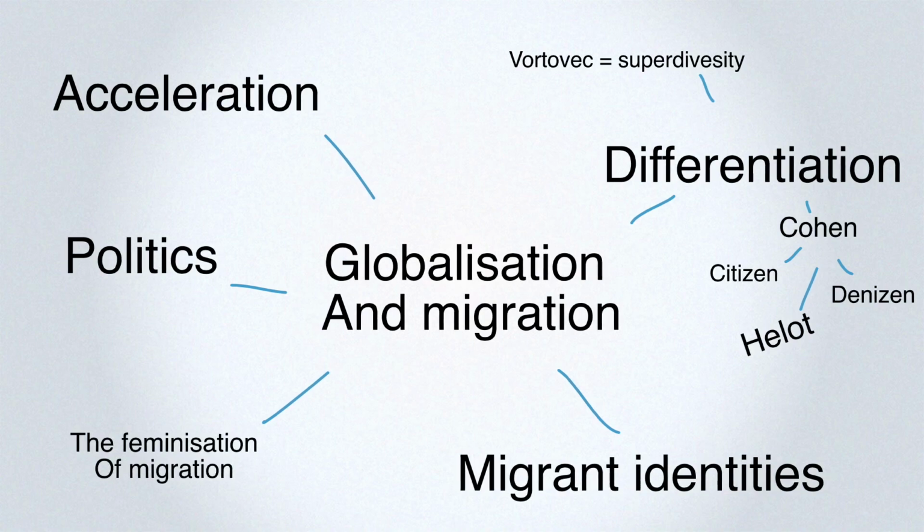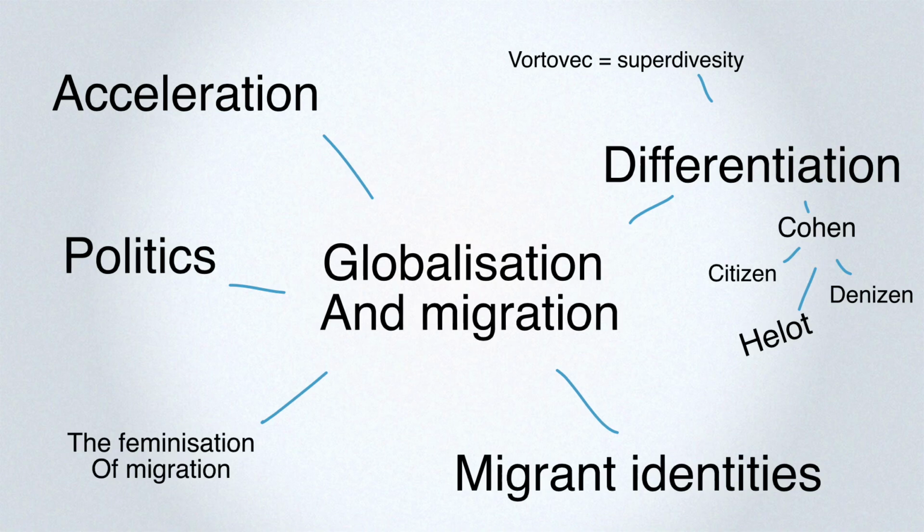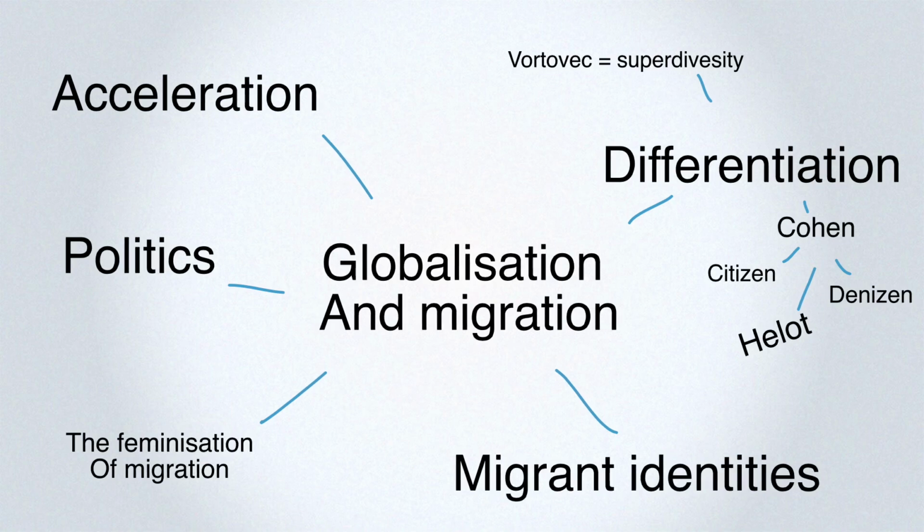Cohen talks about three different types of migrant, I suppose. He talks about citizens. Citizens are somebody who has full voting rights in a country. They're bona fide. They should be here. They've got a passport that is British. They might have a passport for another country as well. But a citizen is somebody who plays an active part in the world and in the country that they've chosen to live in.